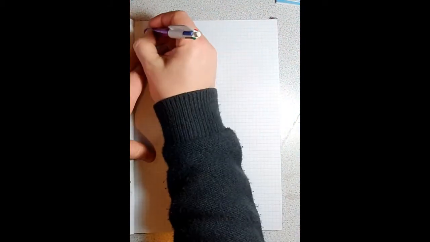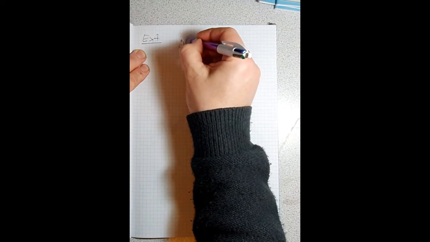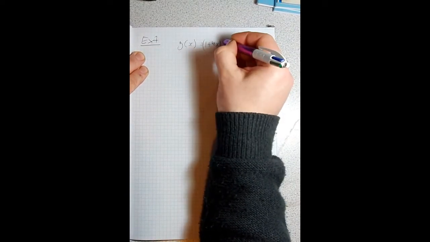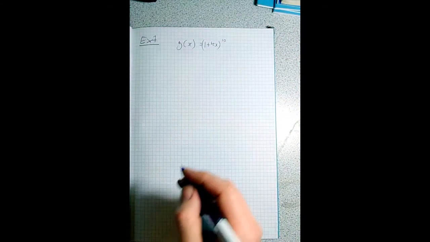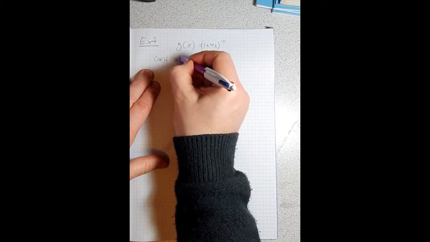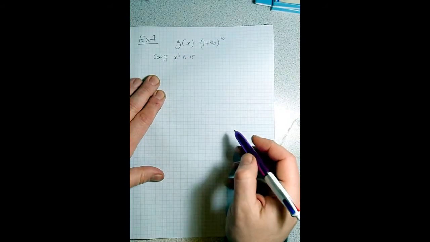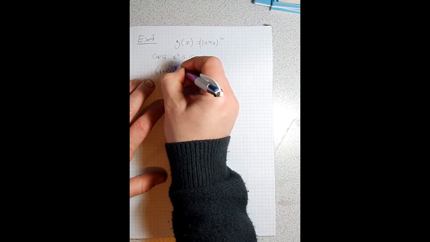Example 7. They give us a function (1 + kx)^10. They tell us that the coefficient of x cubed is 15.